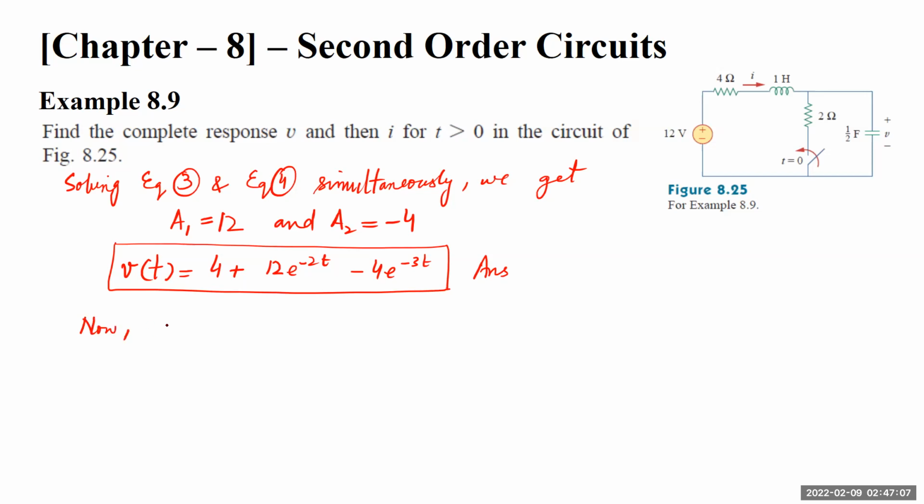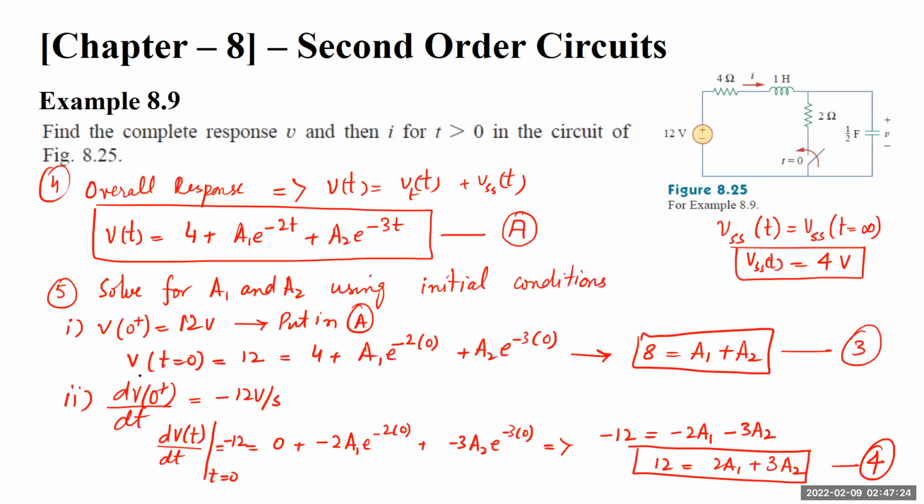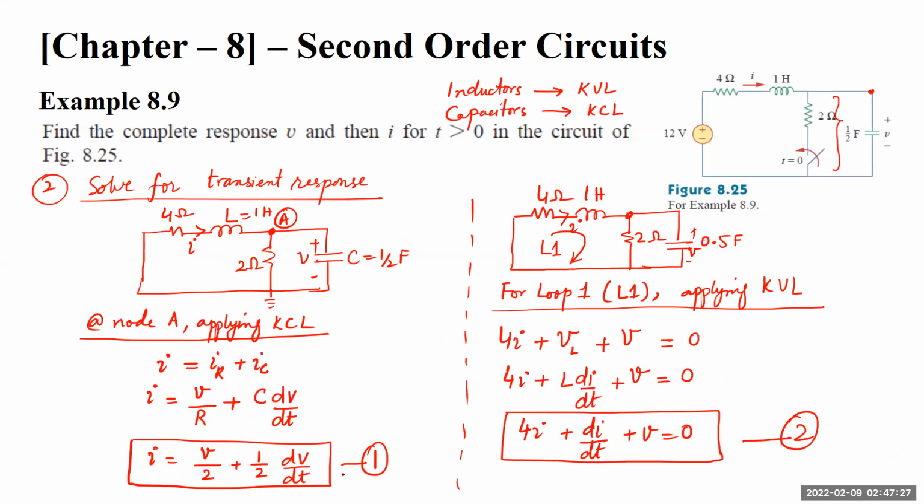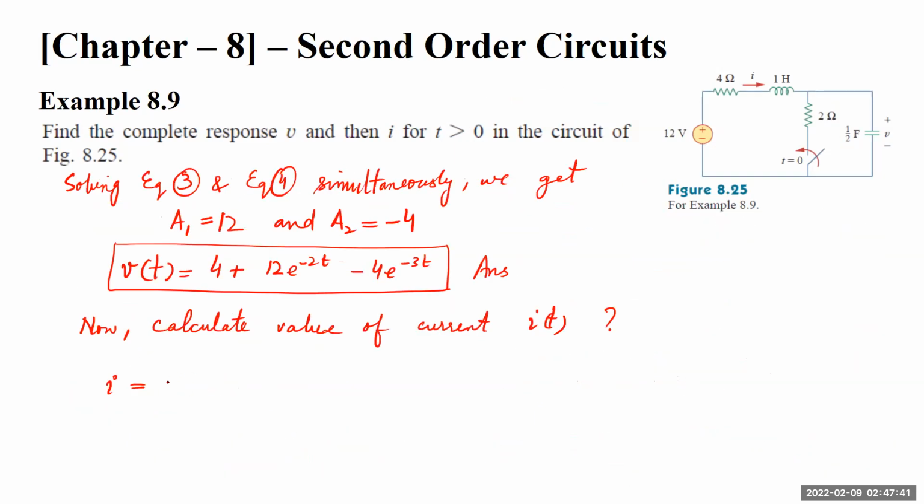Now the question is to calculate the value of current I, or response value of I of t. So remember, we go and check our initial equations with which we developed. I can be calculated from these two. So this one was the value of I is V by 2 plus half dV by dt. So just put the value of voltage in this equation and we get I.